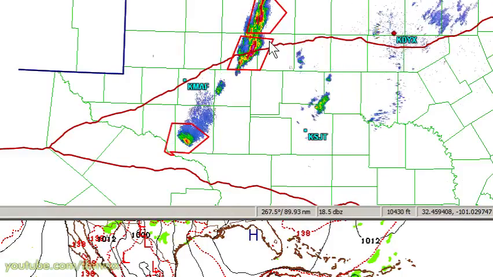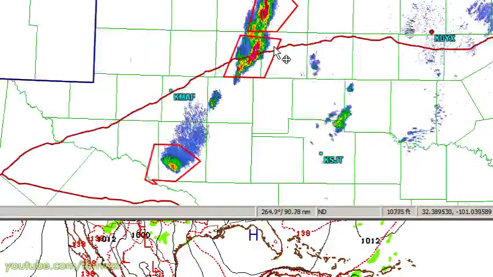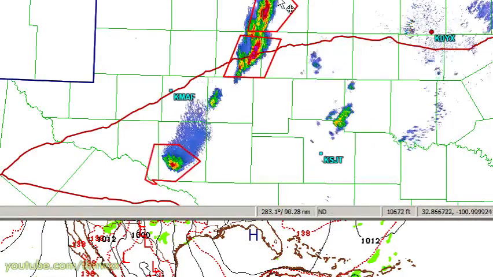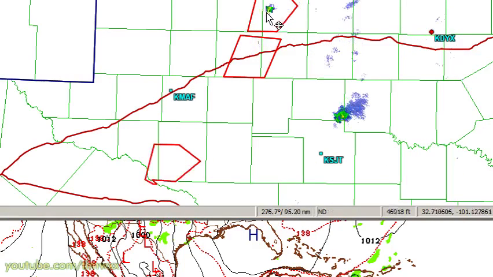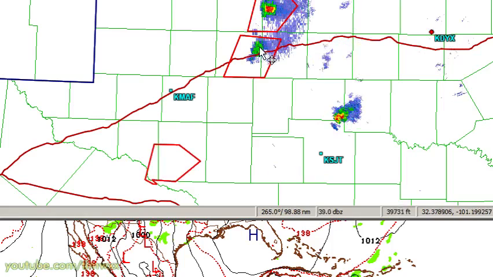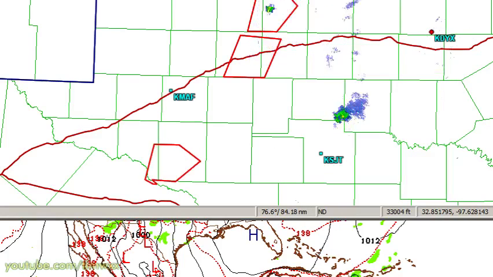Storm tops, quick way to do that. You can either use the storm top product on the level 3 data, or you can just go up to higher tilts like this and then read out the cursor. This is about 45,000 here. Looks like nothing above that. So the tops on these cells, they're about 45,000 feet or so.